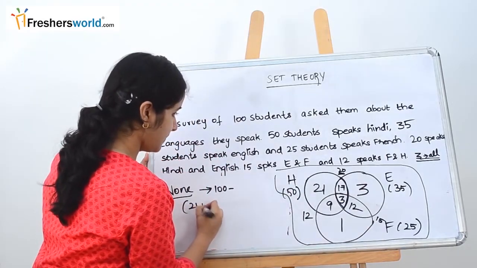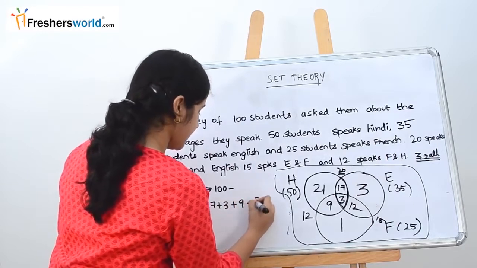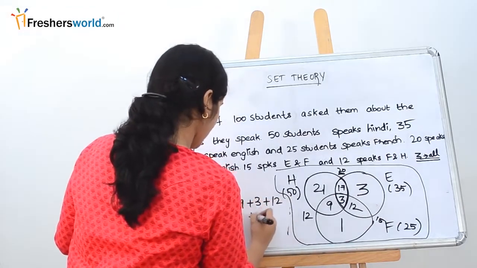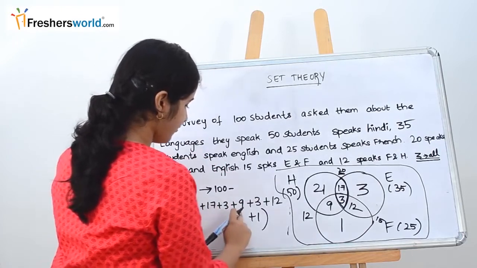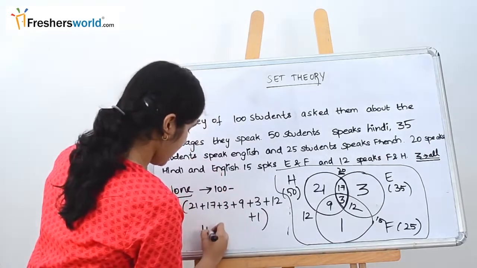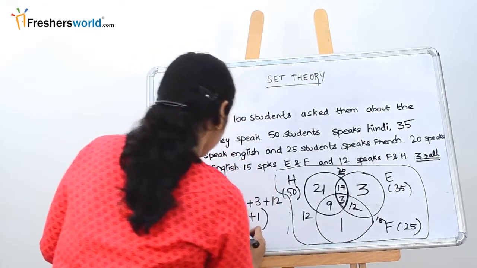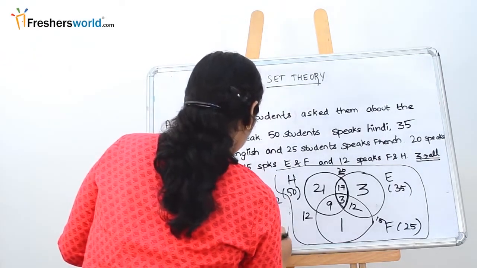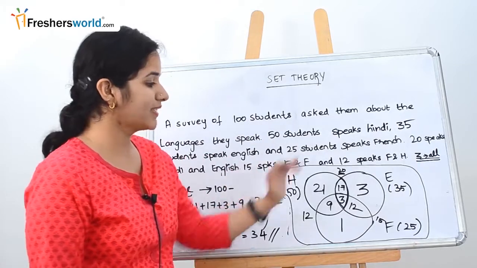So 21 plus 17 plus 3 plus 9 plus 3 plus 12 plus 1. So 17 plus 3 is 20, 41, 50, 53, 54, 66. So 100 minus 66 is nothing but 34. So 34 are the people who don't speak all 3 languages.